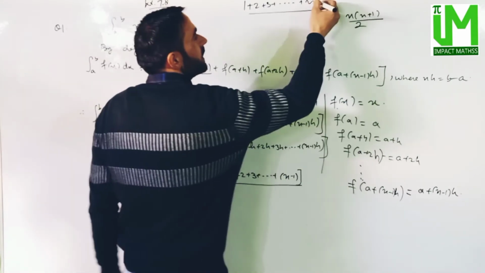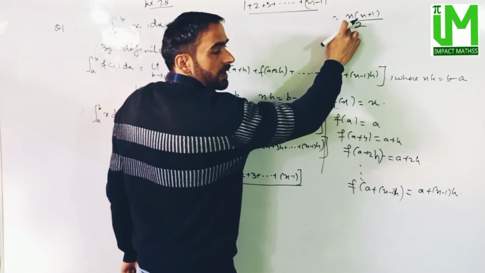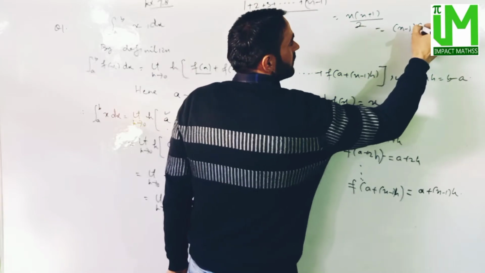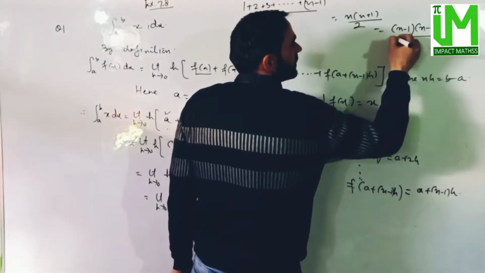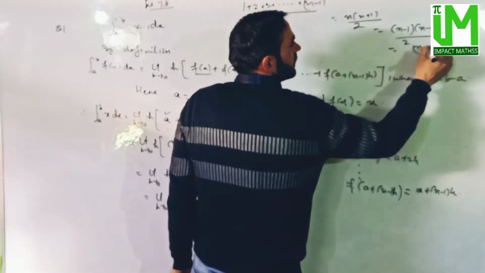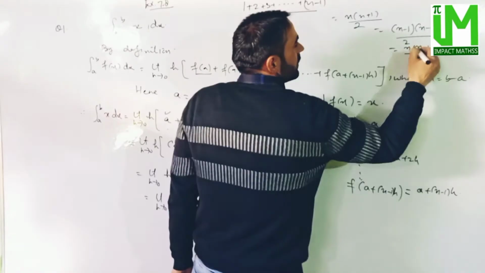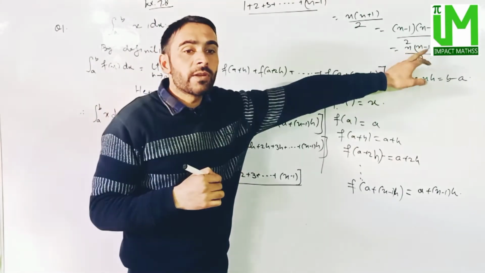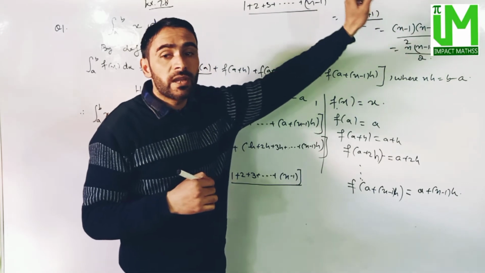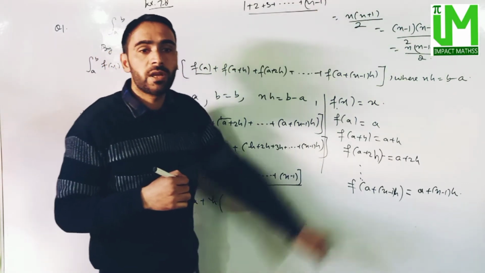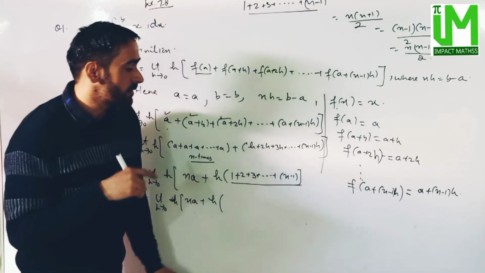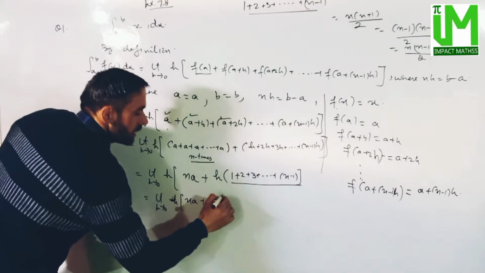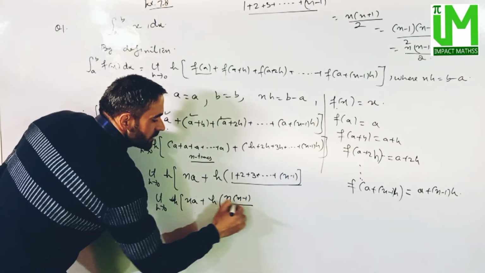So that means we will be adding up to n minus 1, so we replace n with n minus 1. Then we'll write n minus 1 plus 1 divided by 2. That is, n minus 1 plus 1 is n, so it will be n into n minus 1 divided by 2. The sum of first n terms is n into n plus 1 divided by 2, but here the sum of first n minus 1 terms will be n into n minus 1 divided by 2.